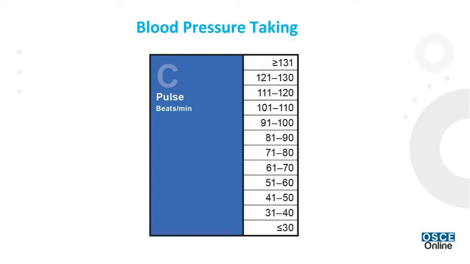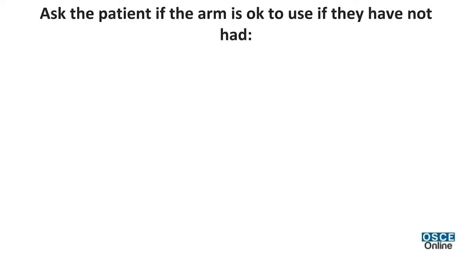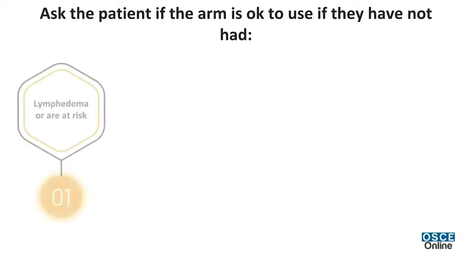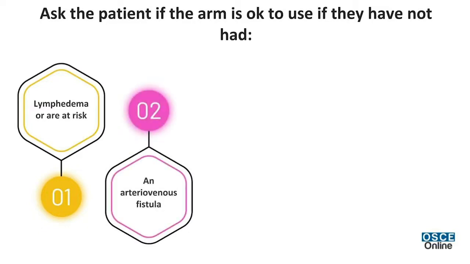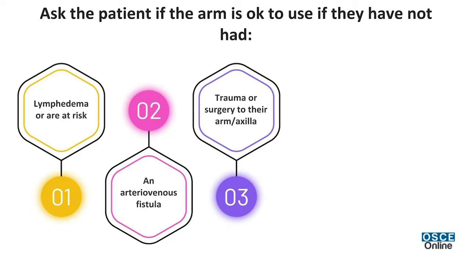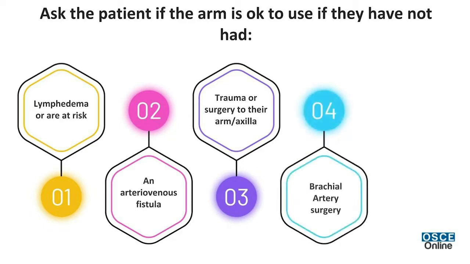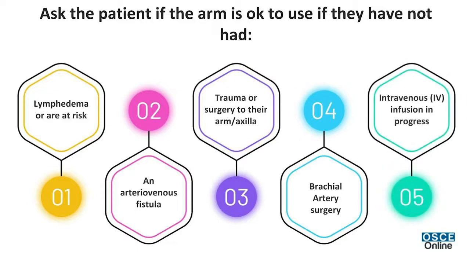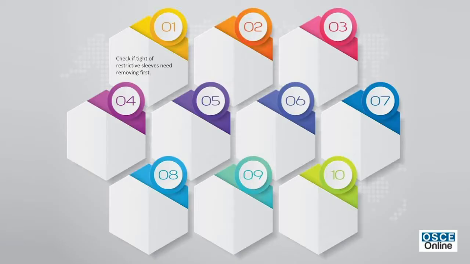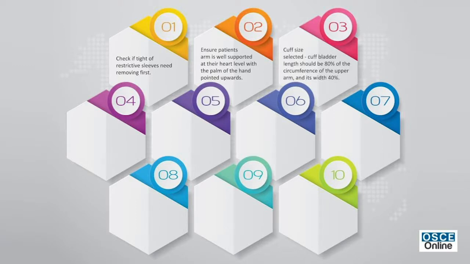Blood pressure taking. Ask the patient if the arm is okay to use, if they have not had lymphedema or are at risk, arteriovenous fistula, trauma or surgery to the arm or axilla, brachial artery surgery, intravenous IV infusion in progress. Check if tight or restrictive sleeves need removing first. Ensure patient arm is well supported at the heart level with the palm of the hand pointed upwards. Cuff size selected. Cuff bladder length should be 80% of the circumference of the upper arm and its width 40%.